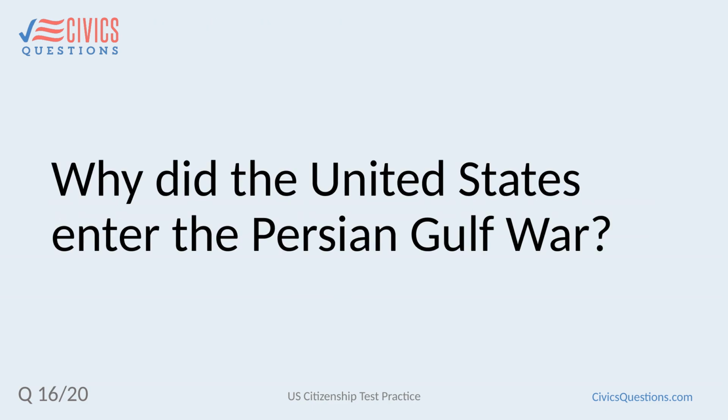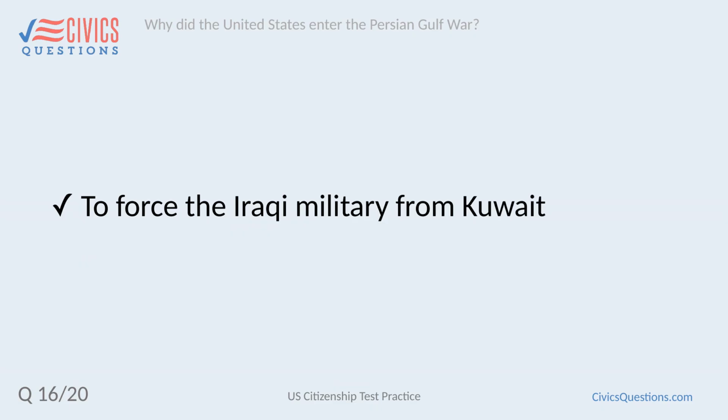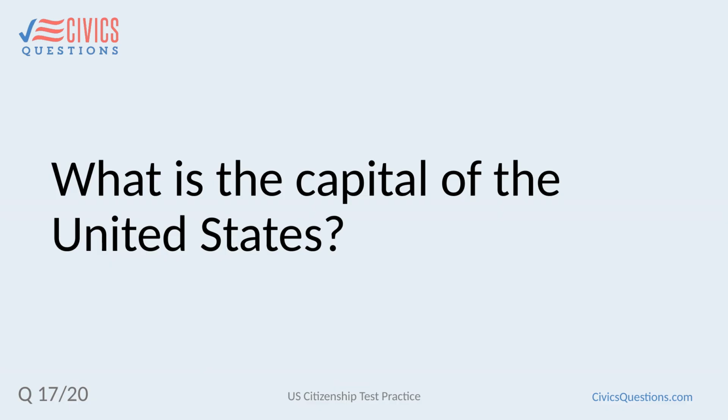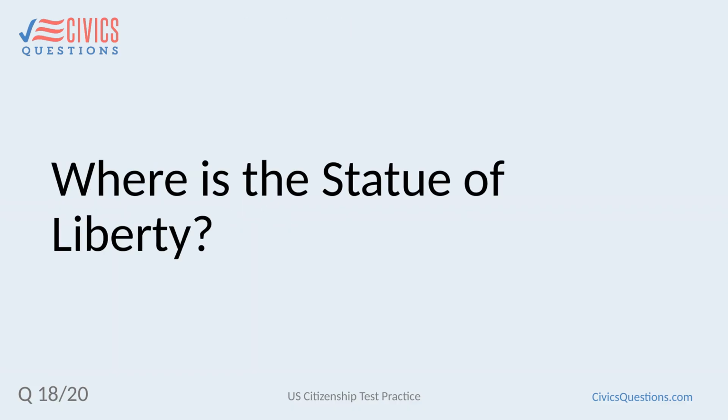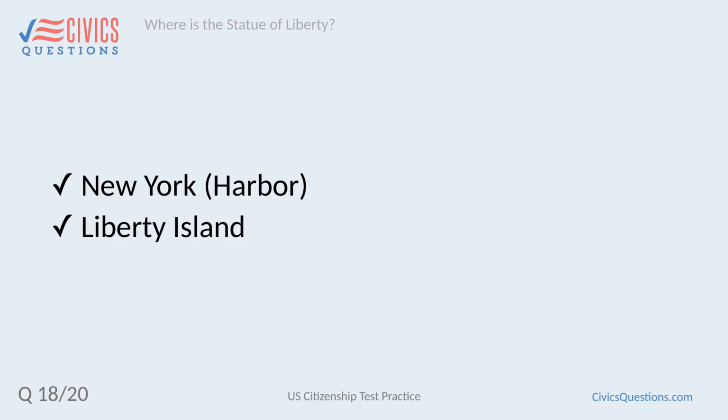Why did the United States enter the Persian Gulf War? To force the Iraqi military from Kuwait. What is the capital of the United States? Washington, D.C. Where is the Statue of Liberty? New York Harbor, Liberty Island.